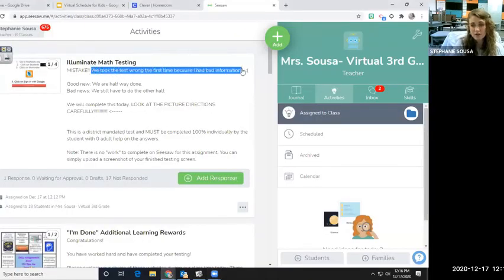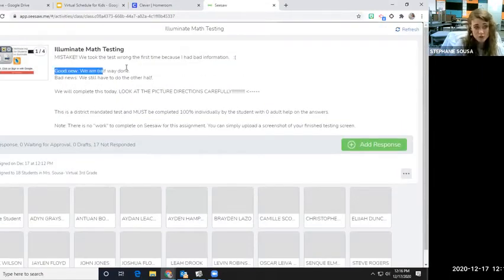Here we go. I have some okay news. It's not good, it's not bad, it's just okay. The news is that I had bad information the first time we took this test. We were told to log in a certain way and we followed those directions, and then we were told later those directions were wrong. The good news is that the directions we did follow weren't wasted. You got the test halfway done. The bad news is that we still have to do the other half. So today we're going to finish up this Illuminate testing.